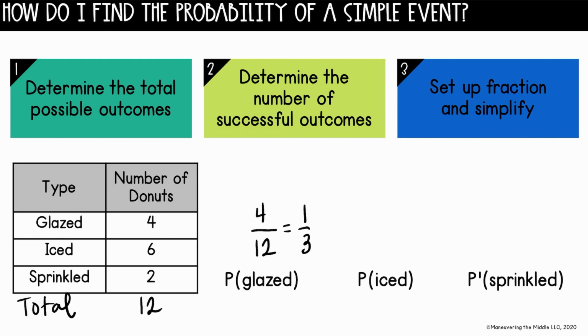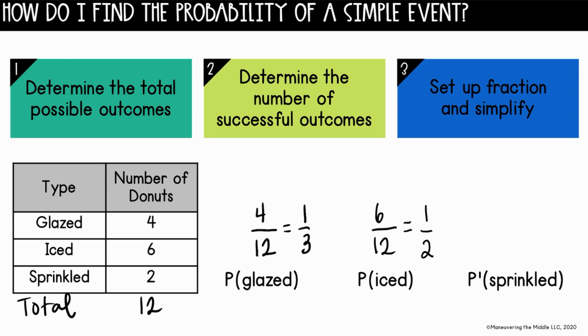If I look at the probability of selecting an iced donut out of the dozen donuts, I still have 12 as my denominator. And then iced, I can see there are 6. So 6 out of 12, which can also be represented by 1/2. So I have a 50-50 chance of selecting an iced donut out of the other types of donuts, or out of the total donuts, excuse me.